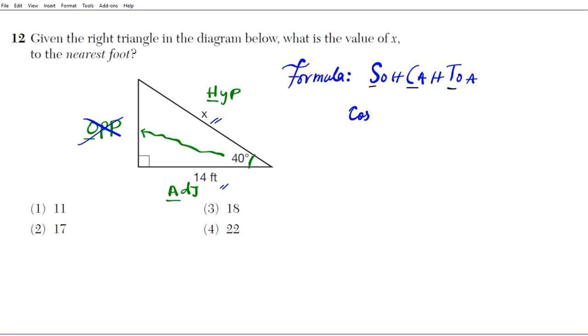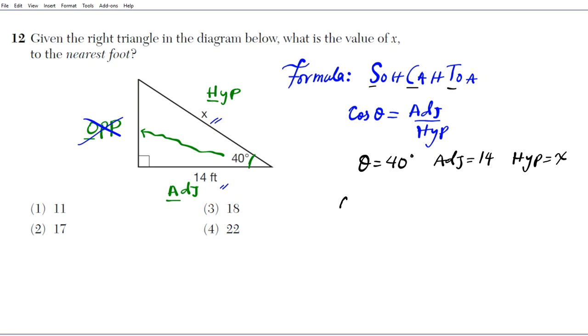So cosine of theta is adjacent divided by hypotenuse. Let's apply it here. Theta is 40 degrees, as you can clearly see. The adjacent is 14, and your hypotenuse is x. So using this ratio, we have cosine of 40 is equal to the adjacent divided by the hypotenuse. We now multiply both sides by x.